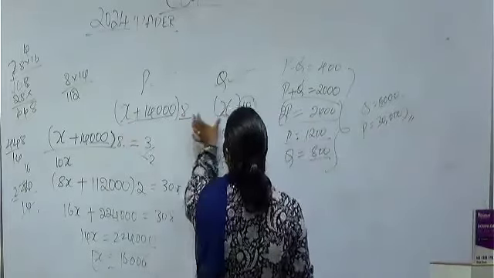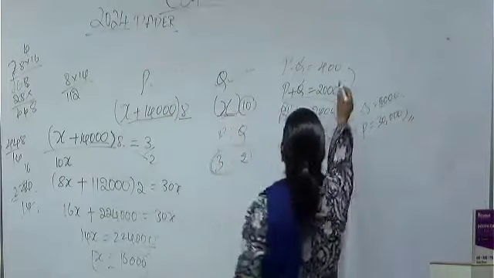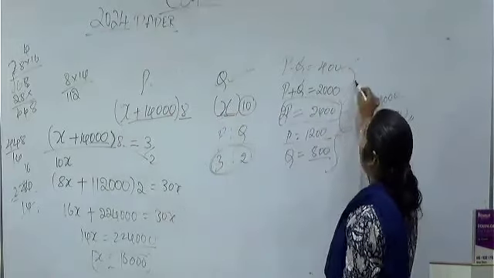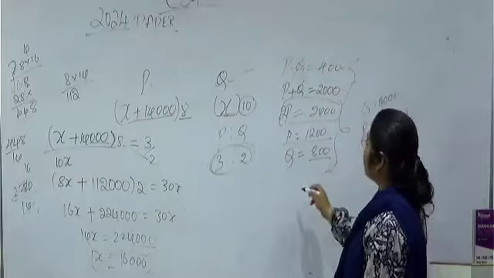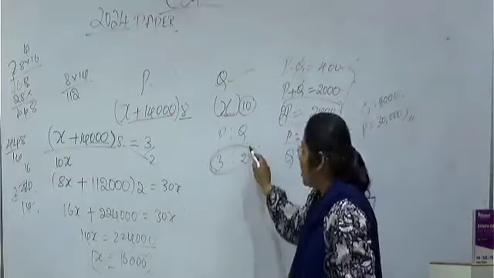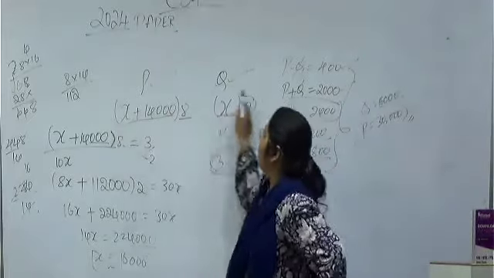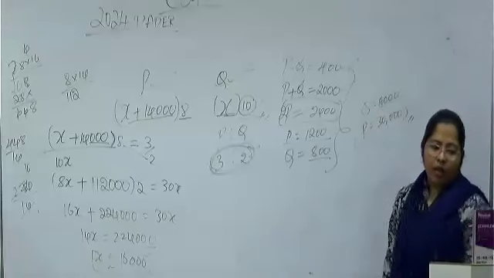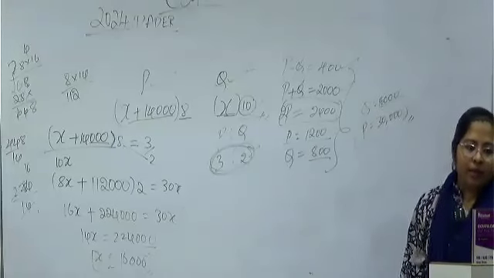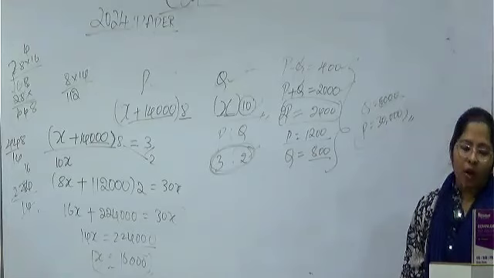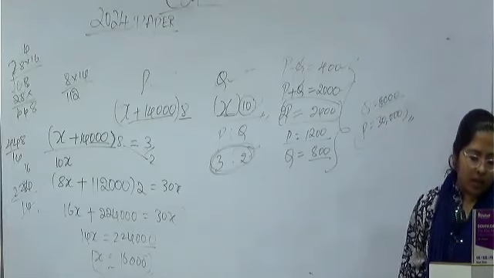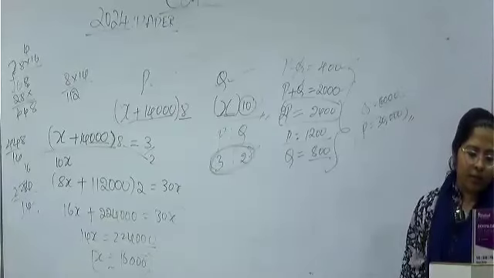(X plus 1400) into 8, x into 10. Then you know that the difference is 400, the addition is 200, you will get a ratio 3:2. If you get this 3:2 and this equation done, you will get an answer. Is that clear? Clear to all of you? Did you all get 30,000? That is A option.